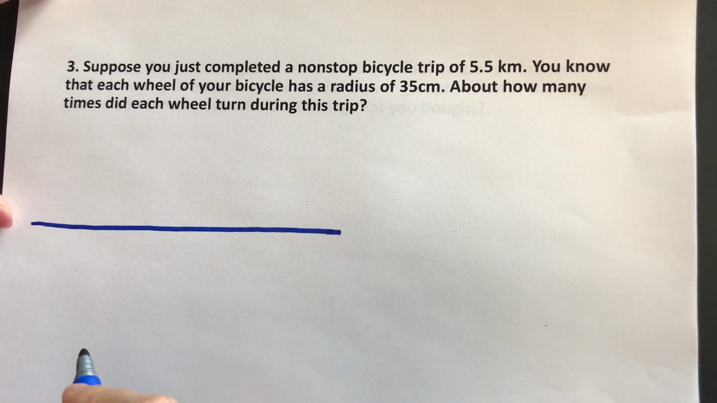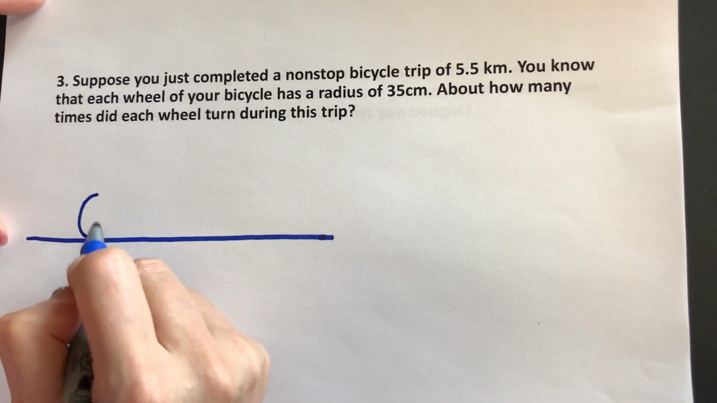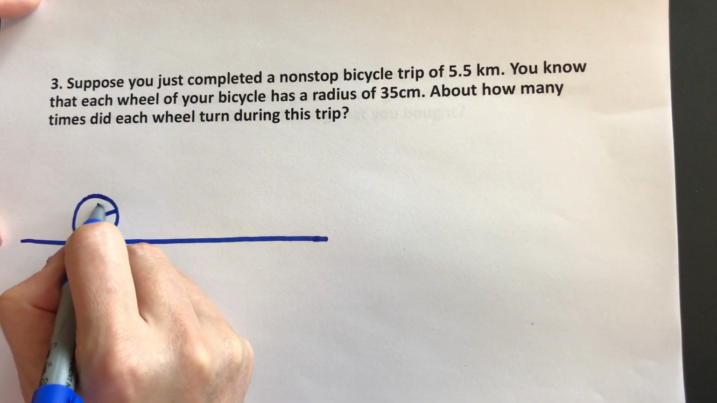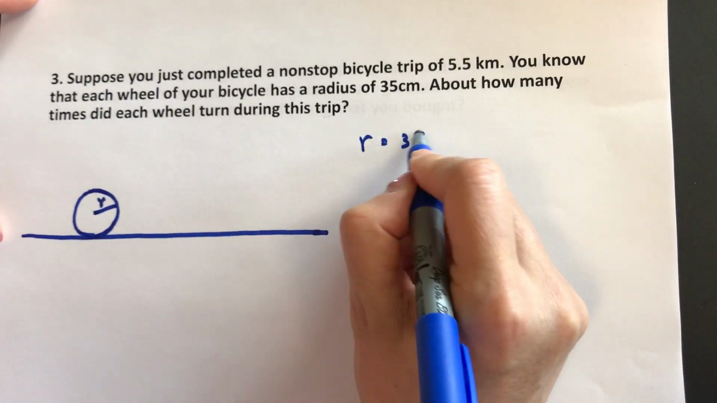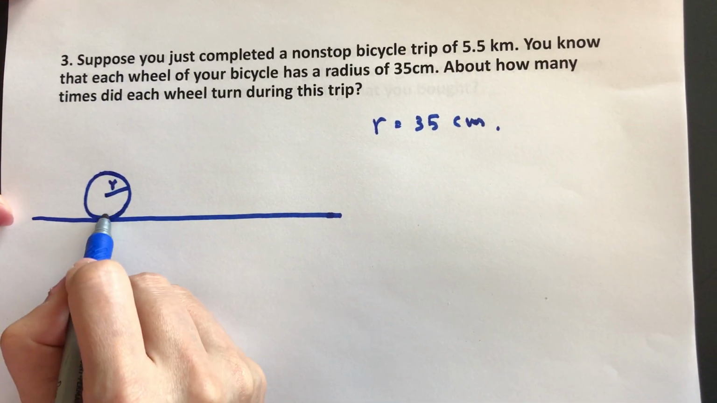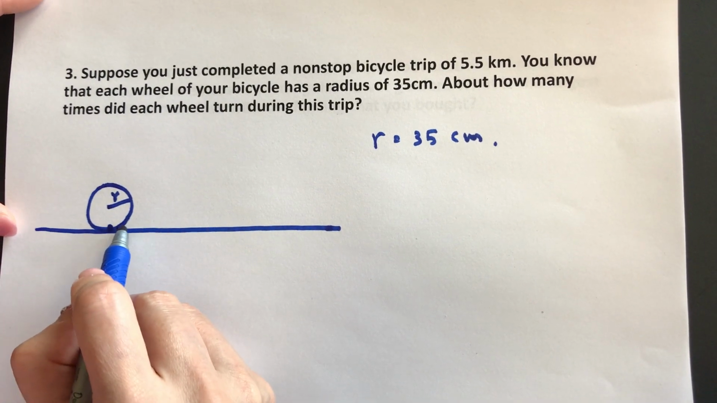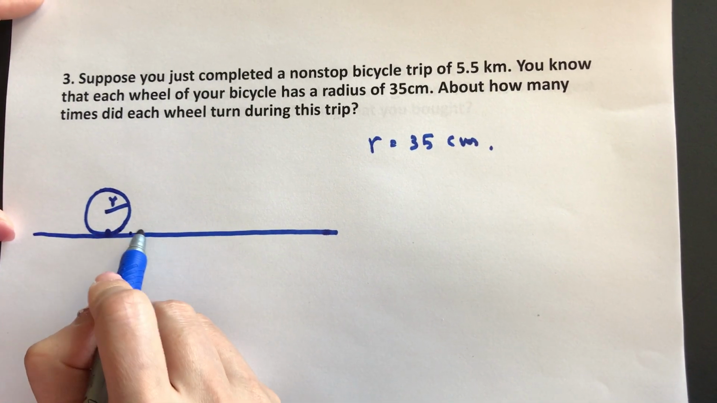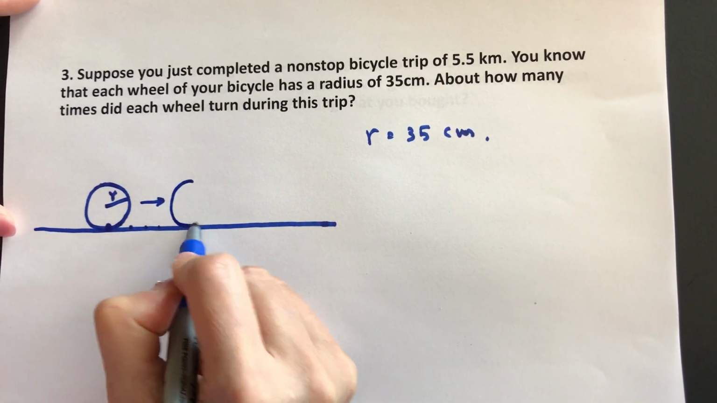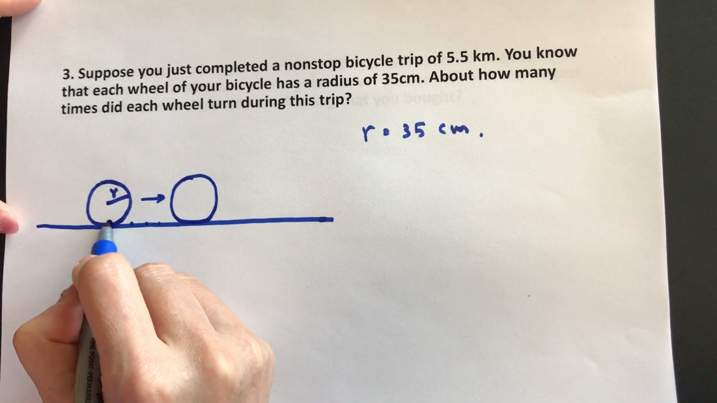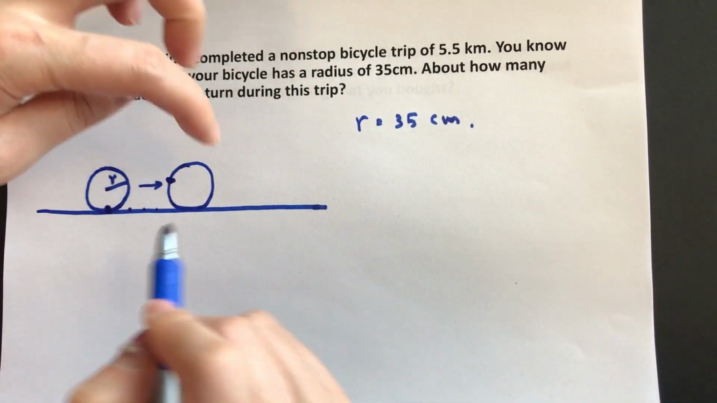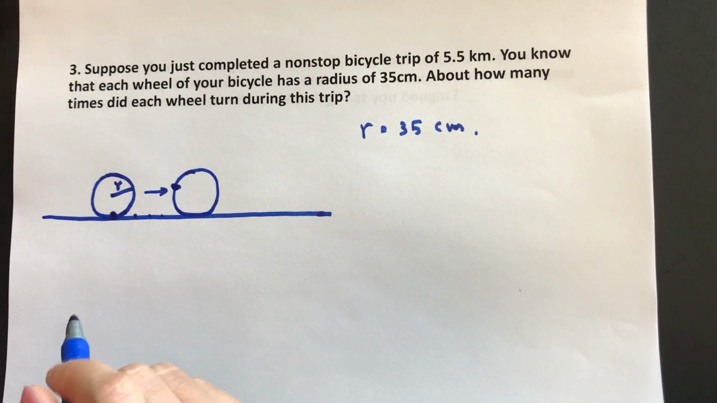Say this is the road that you are on, and your bicycle wheel is right here. The wheel has a radius. The radius we know is 35 centimeters, okay? And when the wheel goes forward, there's always a point that's touching the floor. And as you go forward, this same point may be already here. So the wheels keep turning forward. How many times did the wheel turn?